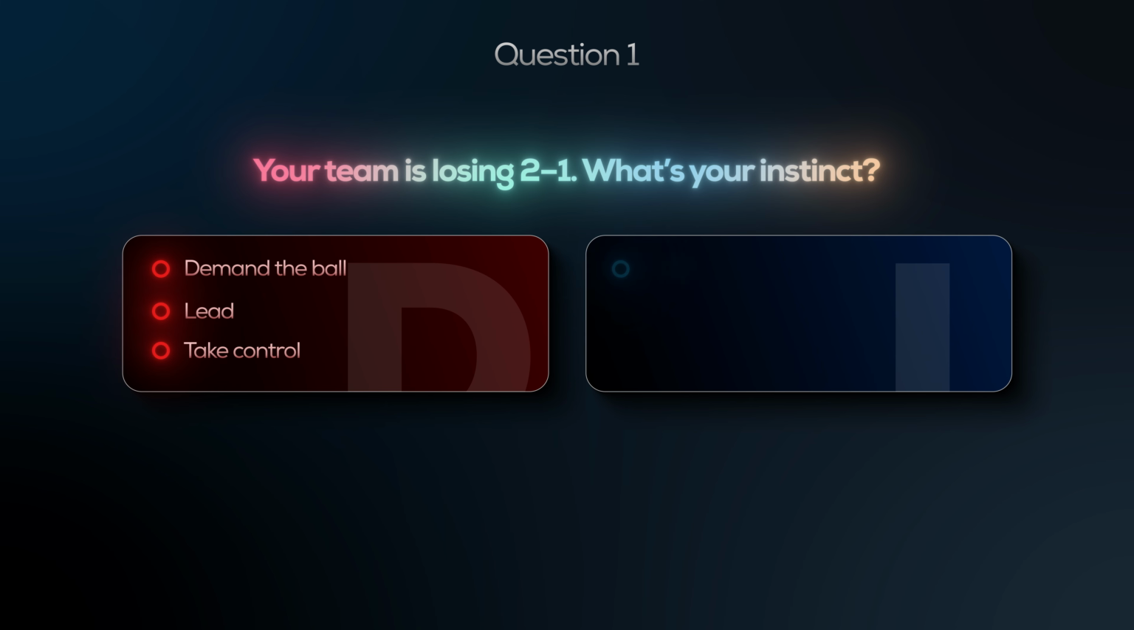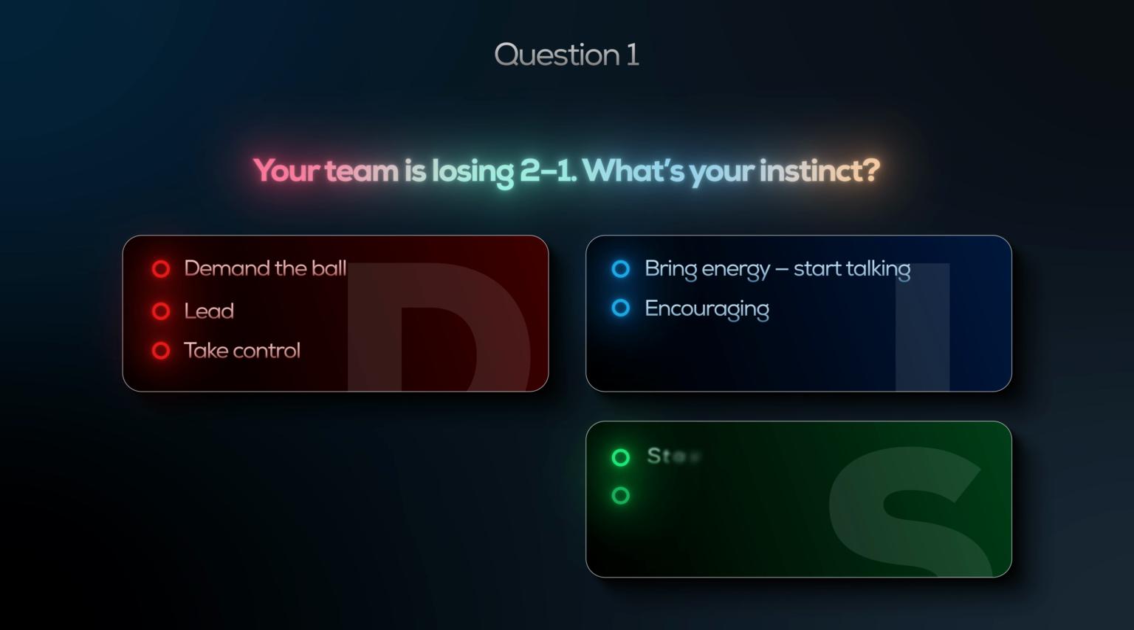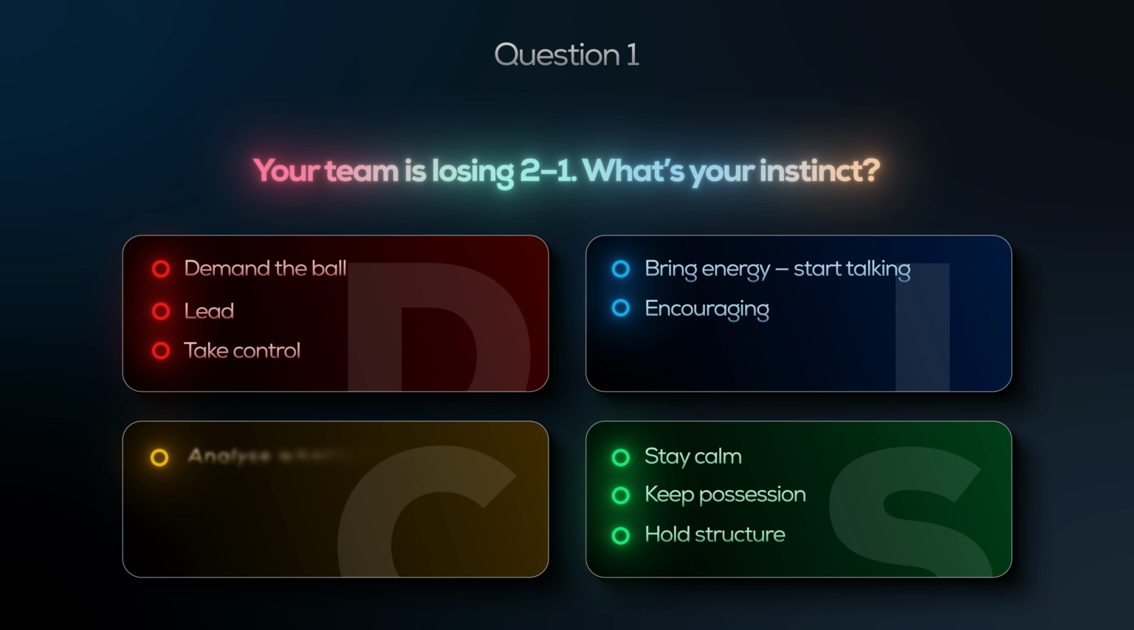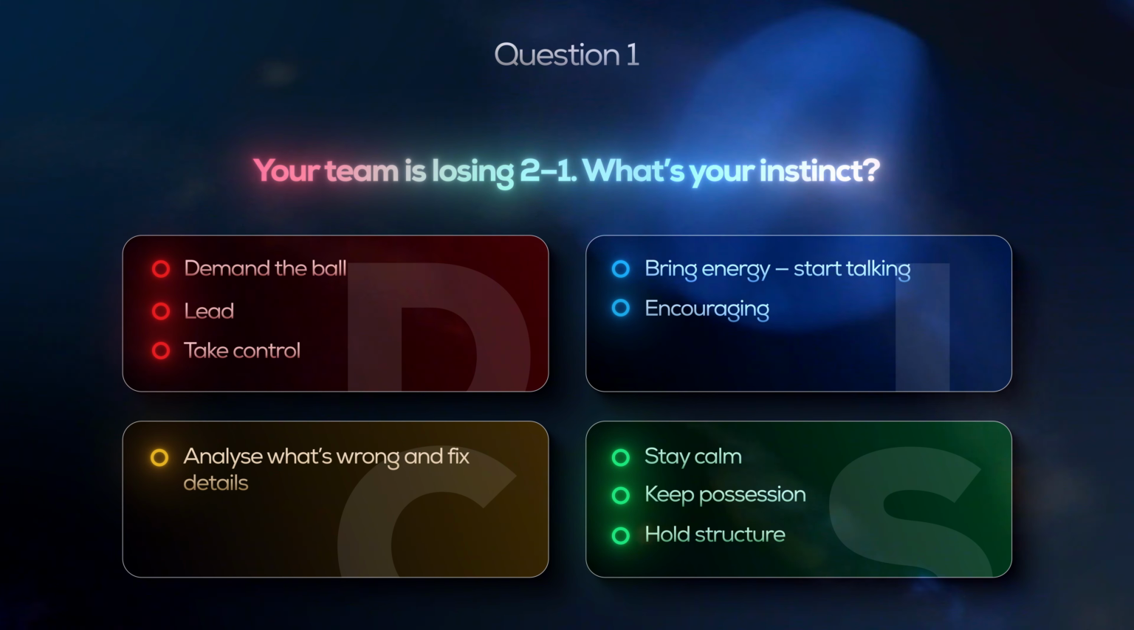Is it I, bring energy, start talking, encouraging? Is it S, stay calm, keep possession, hold structure? Or is it C, analyze what's wrong and fix details, right? Just keep a mental track of which letter you picked.